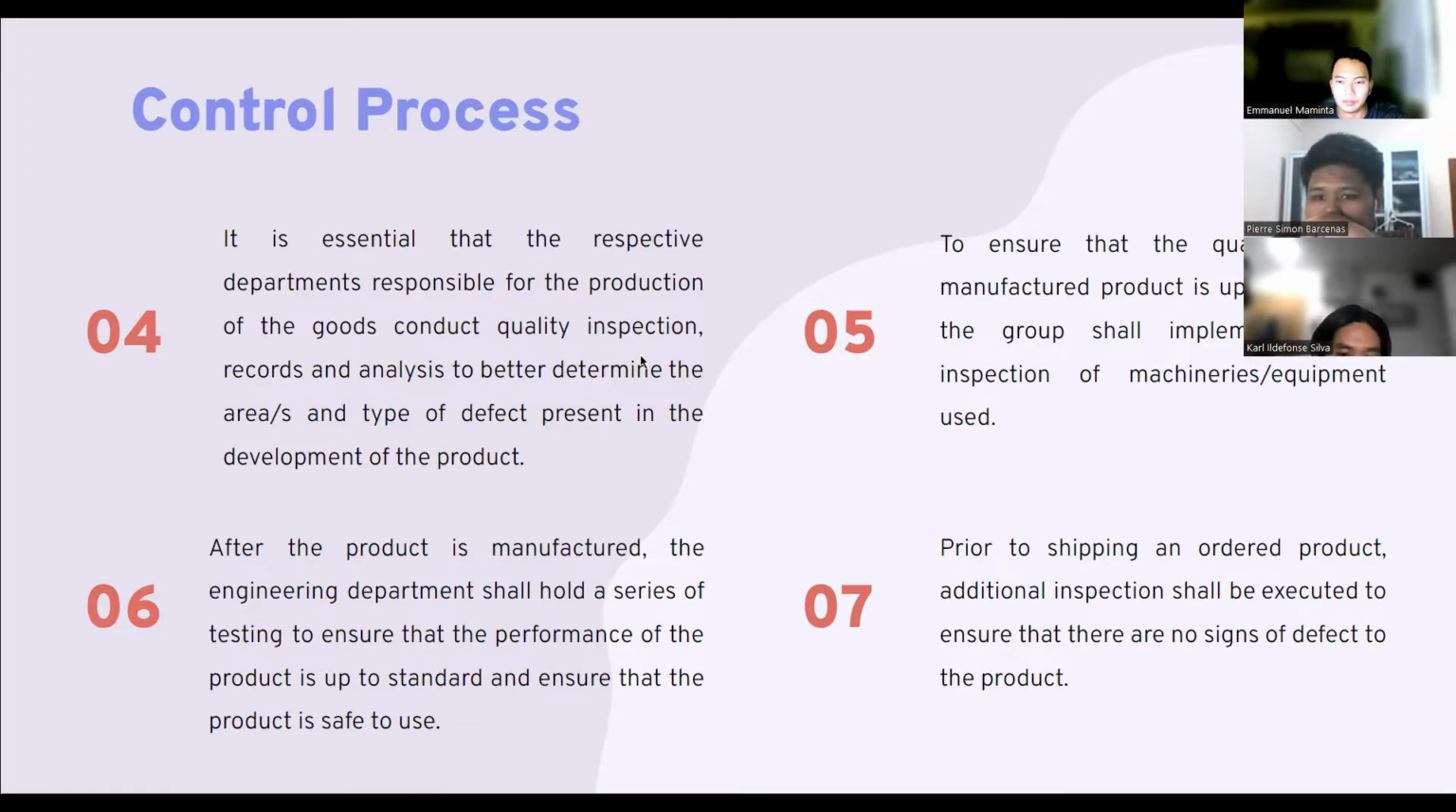Then, after the product is manufactured, the engineering department shall hold a series of testing to ensure that the performance of the product is up to standard and ensure that the product is safe to use. Then, prior to shipping an ordered product, additional inspection shall be executed to ensure that there are no signs of defects to the product.